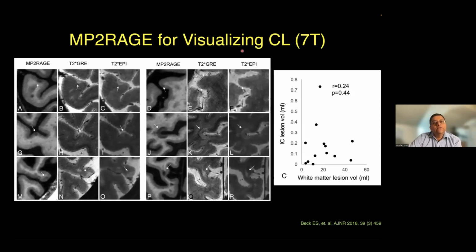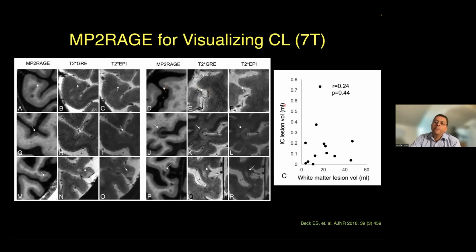So the other technique that's used in high field is the MP2RAGE. So here you can see the lesions as dark spots in this cortex here. And you can also see it in the T2 star, right? T2 star GRE shows it better than the T2 star EPI. And here's one that is really subtle. And you still need to hunt for it, right? Even at high field using MP2RAGE, it's not easy to just pick it up like that.